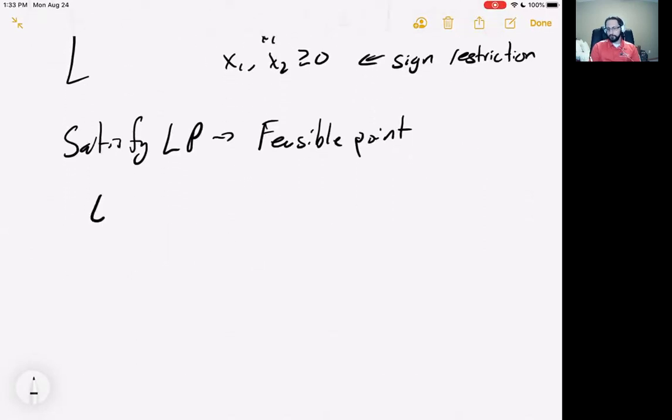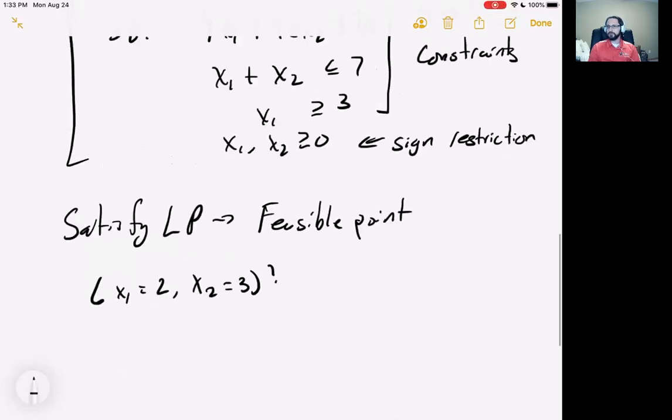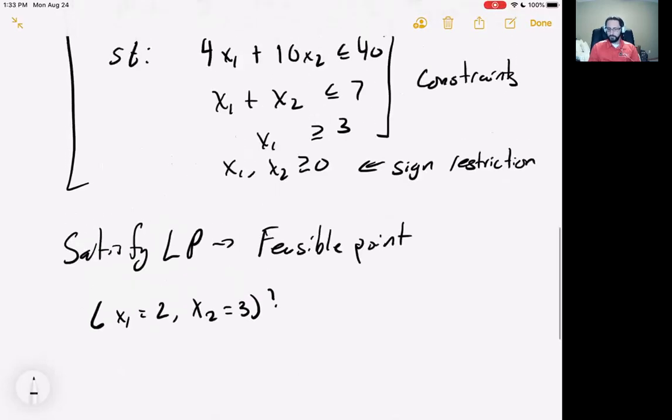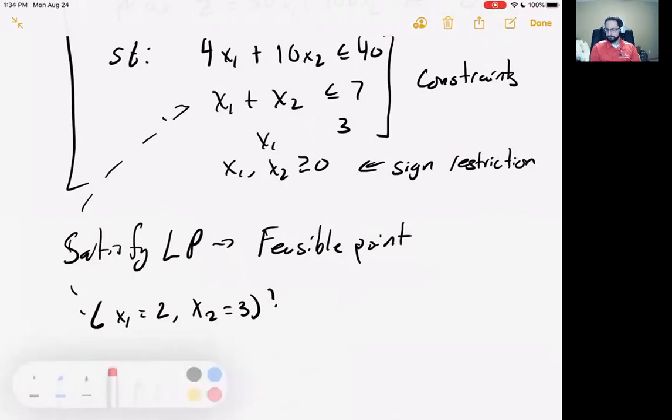The first one, x1 equals 2 and x2 equals 3. Is this a feasible point? In order to determine if it is or not, I'm going to plug it into these constraints.